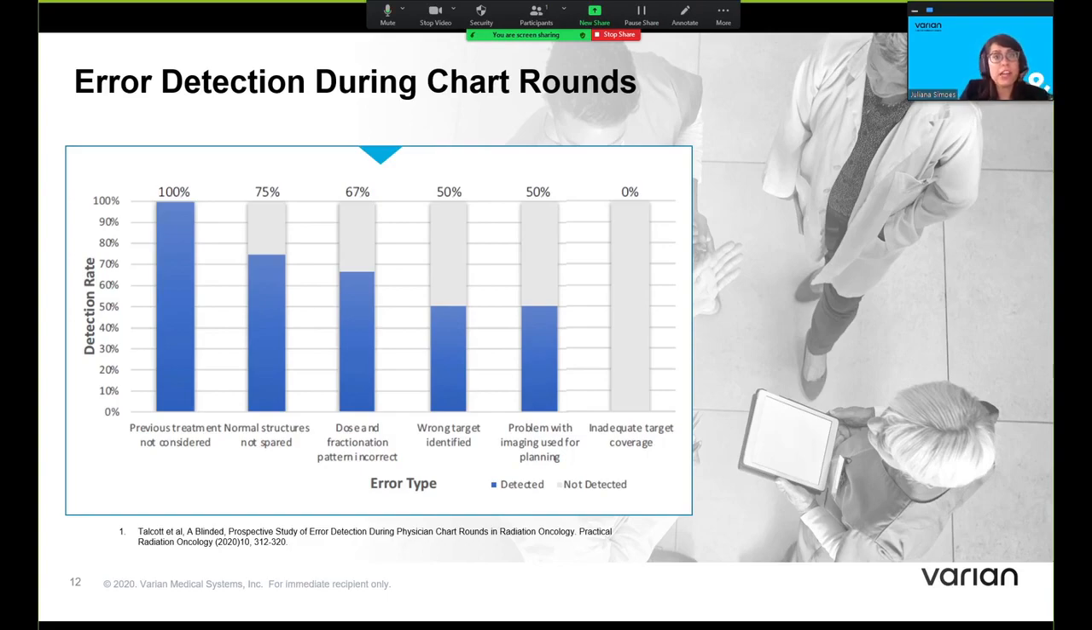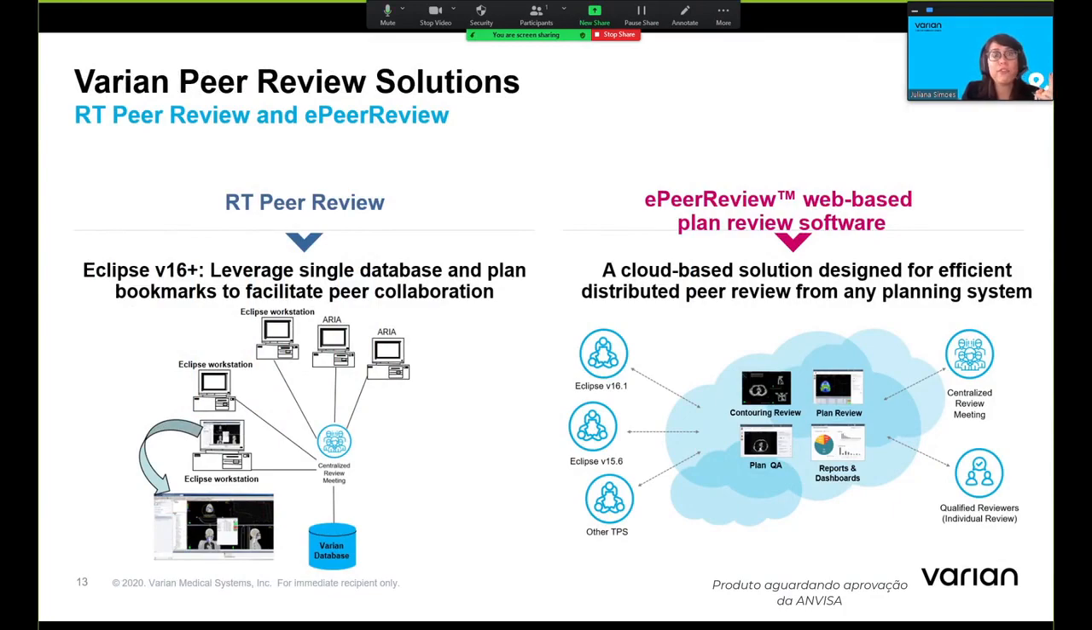Knowing about this, Varian introduced two different tools for us to facilitate peer reviews. One is RT Peer Review, which is part of version 16 and above. It leverages the unified database with the ARIA database and utilizes bookmarks. So when you're planning, you select the bookmark exactly where you want the physician to see. They will see a specific tab showing exactly what slice of the CT you want to evaluate, but also send this to a different workspace within Eclipse, right? So it leverages the Varian unified database that we have with ARIA. For customers that have a unified database and only have ARIA and Eclipse, that could be a good option.